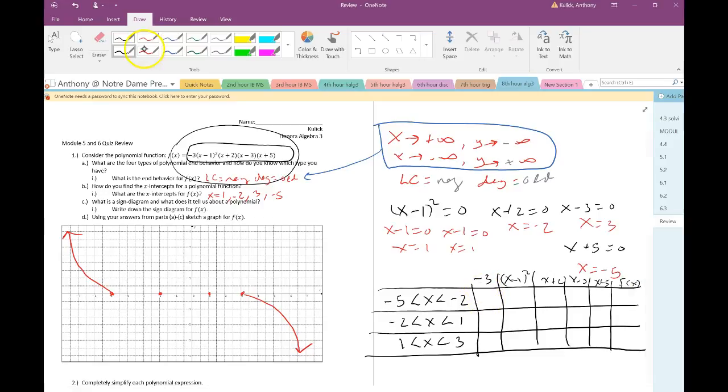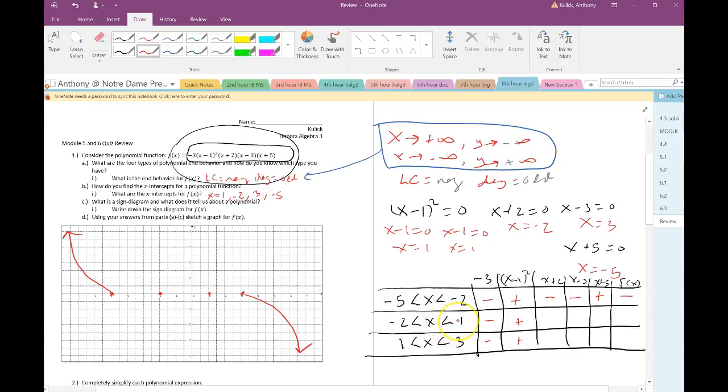So, if I fill this in, negative 3, well, that's always negative, no matter what the value of x is. X minus 1 squared is always positive, regardless of what the sign of x is because it's squared. Now for the next 3 here, we're going to depend on the x's that we pick. So from -5 to -2, I'm going to pick a test value. Let's say -3. I plug in -3. -3 plus 2 is negative. -3 minus 3 is negative. -3 plus 5 is positive. I have 3 negatives, so that is negative.